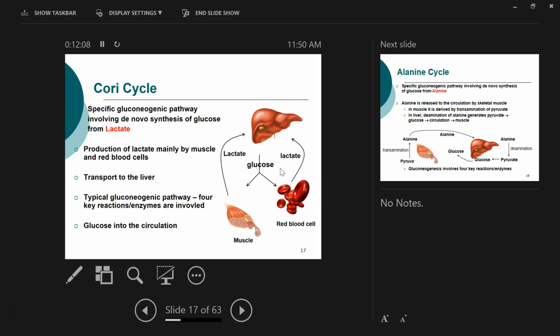So this process of cycling we call the Cori cycle, right? The purpose of the Cori cycle is to do gluconeogenesis and provide glucose to the circulation. Three tissue cells are involved, and the precursor involved in this Cori cycle is lactate, right?